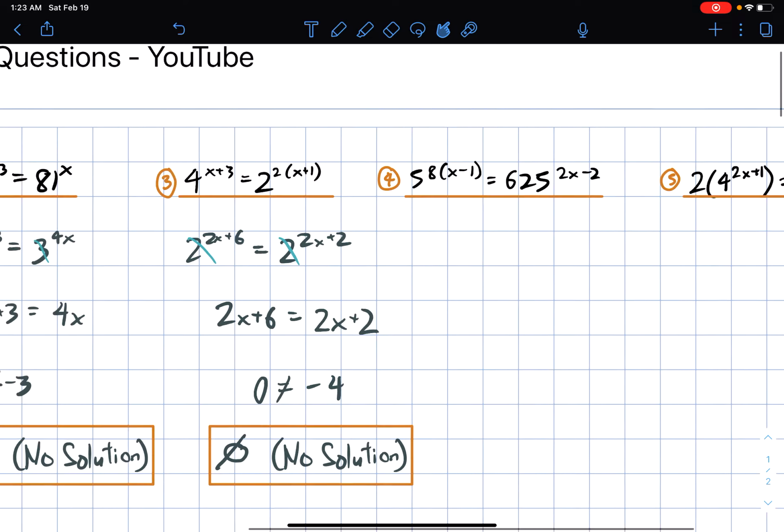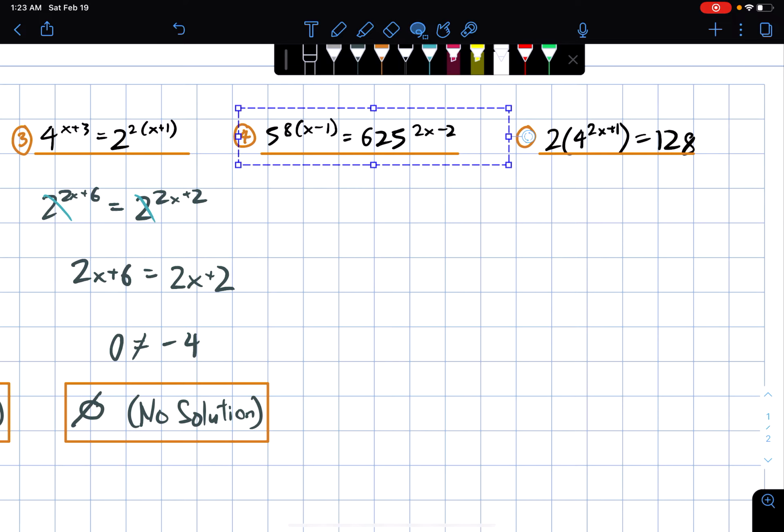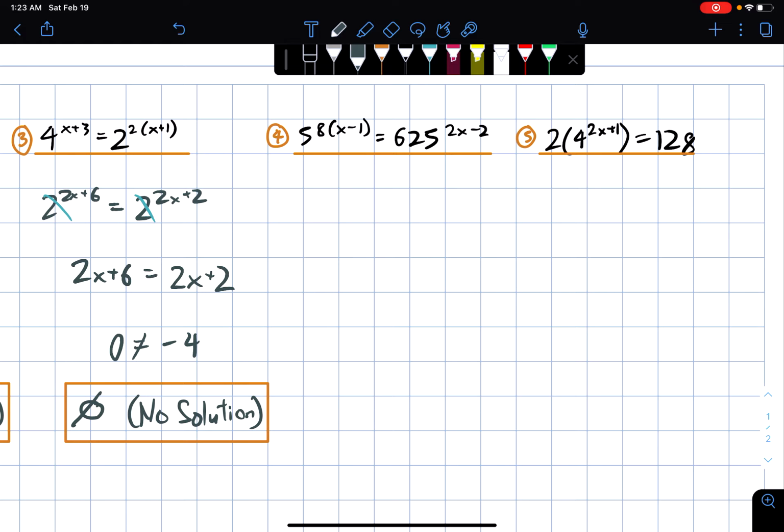Okay, let's move to number 5. Sorry about that. We know that 625 can be equal to 5 raised to 4. Apply the distributive property there: 5 raised to 4 is equivalent to 625, and 4 times the quantity 2x minus 2, we get 8x minus 8.